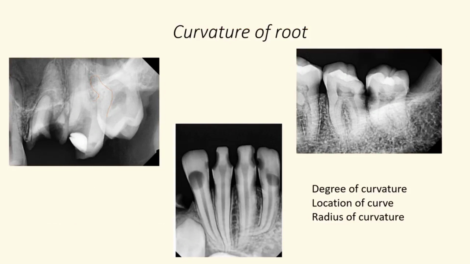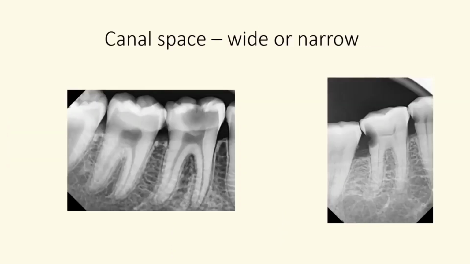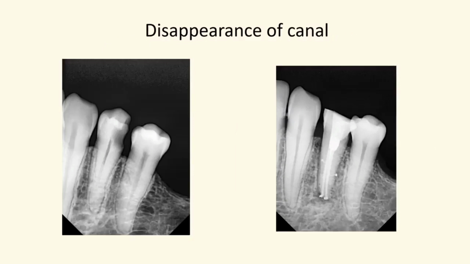Prior to initiating treatment on any potentially curved canal, the clinician must study 3 most important anatomical characteristics of a curved root. First is the degree of curvature, second is the location of the curve, and third is the radius of curvature. These will be the determining factors in selecting the instrument to safely negotiate the anatomy. Next is the canal space, whether the canal space is wide or narrow. It will help to determine the initial size of the file, like 6, 8 or 10 number.